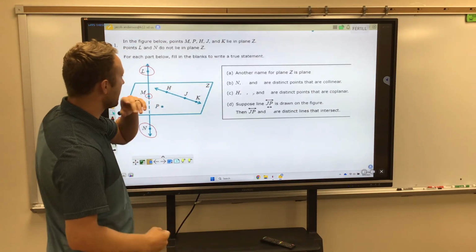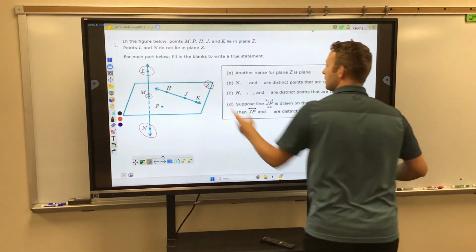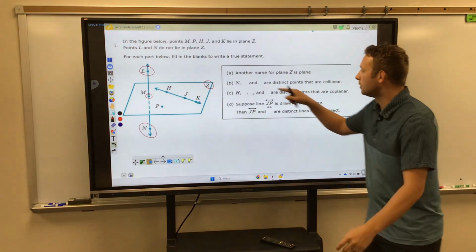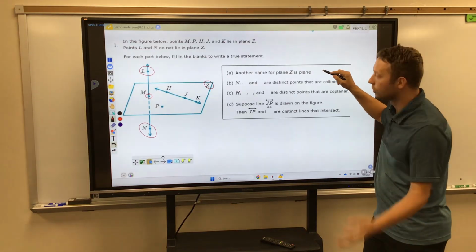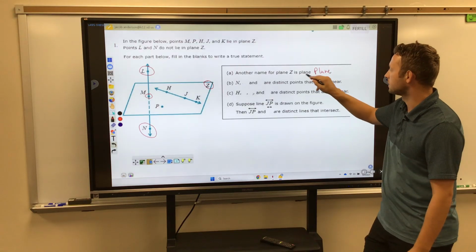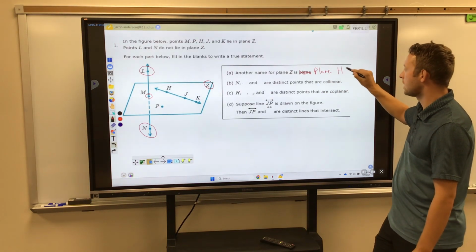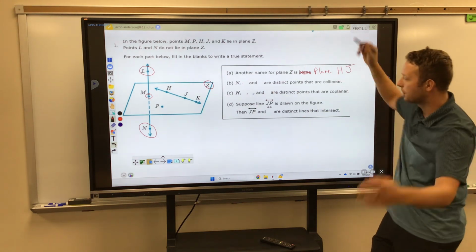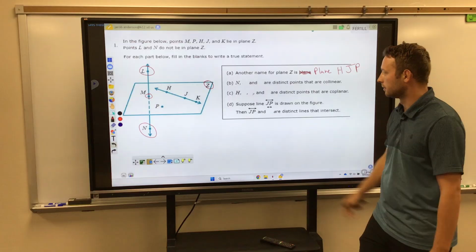All right, so another name for plane Z, we're going to go pretty quickly with this time. So plane Z, they've already used Z. So for another name, I'm going to use 3 points. These are going to be non-collinear points. So I'll go plane, I guess it already had it written for me there. Plane H, J, and I'll pick P. Those 3 points aren't in a line, so they work.